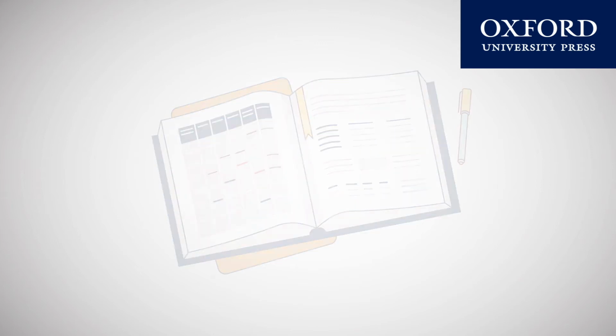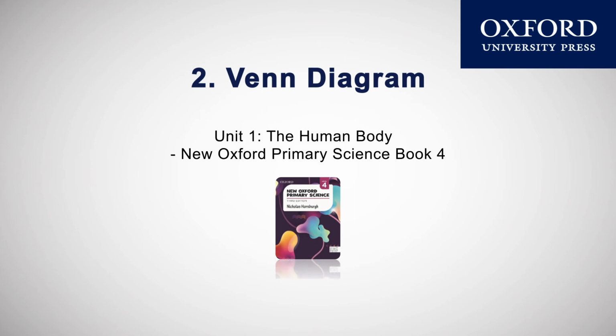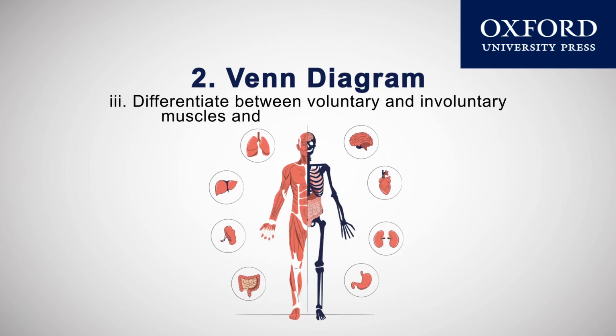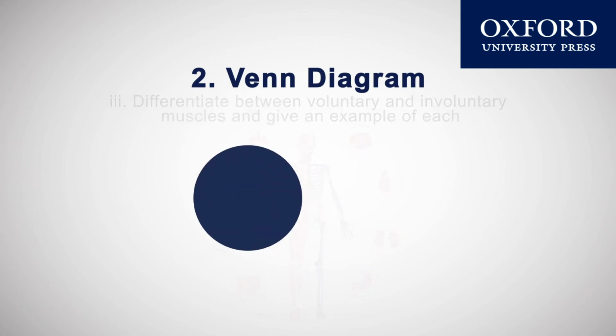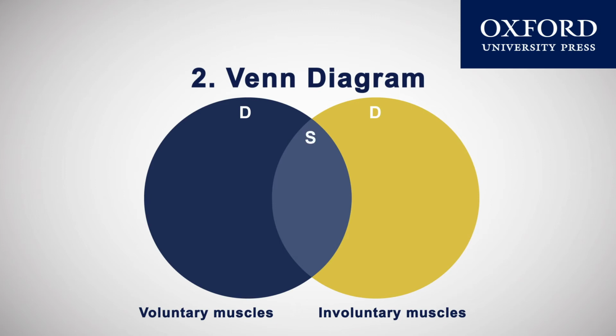The second graphic organizer is the Venn diagram, and this is a question from Unit 1, The Human Body, from New Oxford Primary Science Book 4. Differentiate between voluntary and involuntary muscles and give an example of each. Let's see how we can use a Venn diagram to answer this question, and compare voluntary muscles with involuntary muscles. The part of the circles that do not overlap is where we write the differences between these two muscles, and the part where the circles overlap is where we write down the similarities between these two.